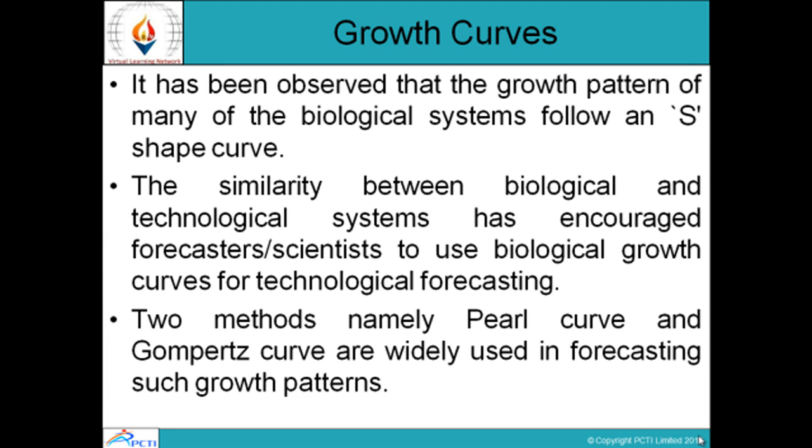Now another method is the growth curve. A growth curve is basically observed as a growth pattern in an S-shaped curve. This specifies the growth path of any variable or any technology. The similarity between biological and technological systems has encouraged forecasting scientists to use the biological growth curve for technology forecasting. That is, if there is growth in the biological part, there must be growth in the technological areas along the same S curve. Two methods, namely the Pearl curve and the Gompertz curve, are widely used for these growth patterns.